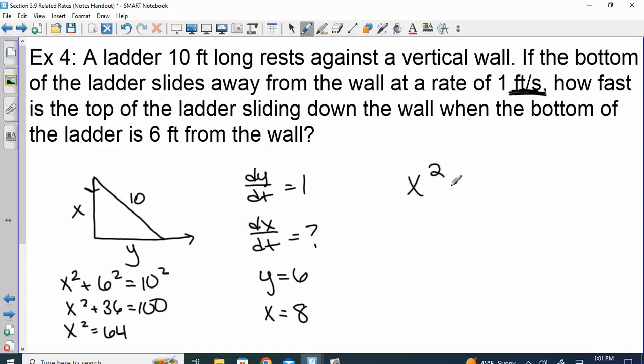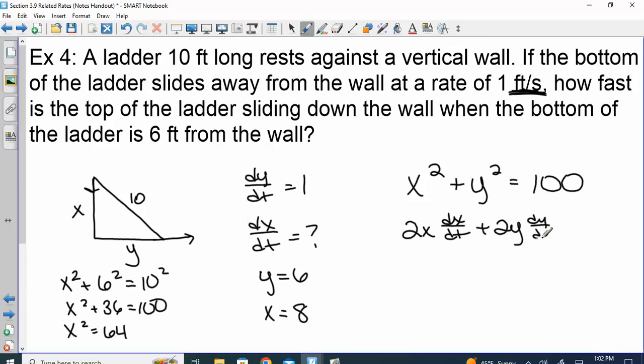My equation: x squared plus y squared equals 10 squared, or 100. What's the derivative of this? 2x dx/dt plus 2y dy/dt equals 0. Okay. And we plug in.